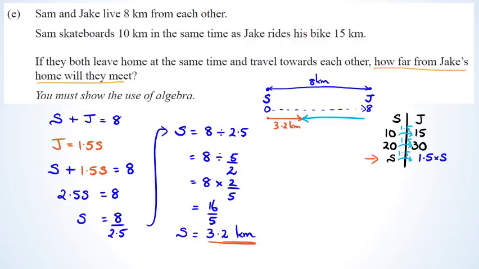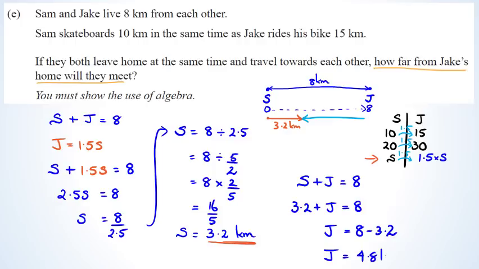To figure that out, because Sam's distance plus Jake's distance is 8, I can write this as 3.2 plus J equals 8. And so J equals 8 minus 3.2. So from Jake's house, it'll be 4.8 kilometers. And you guys can see that here, because 4.8 plus 3.2 would make it 8 Ks.